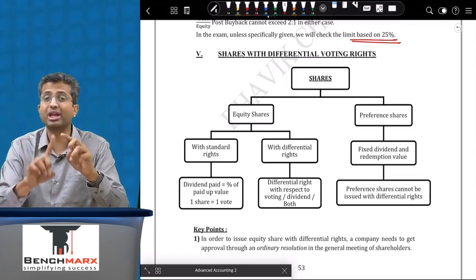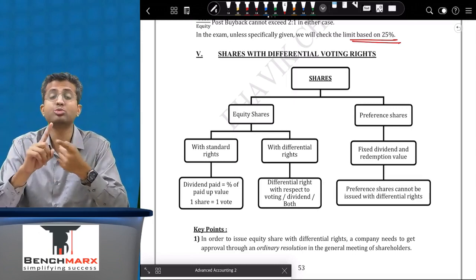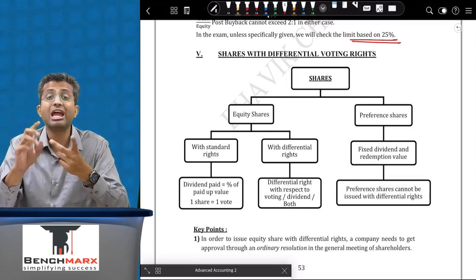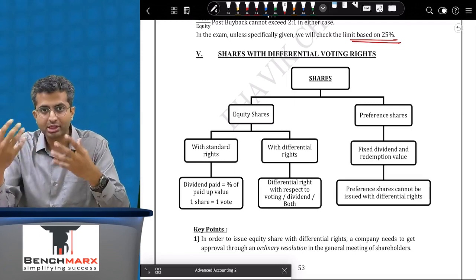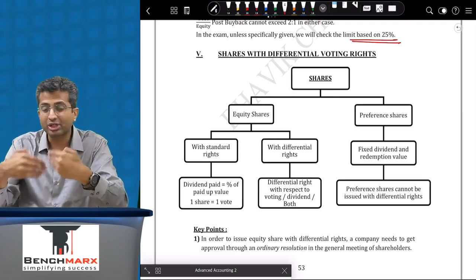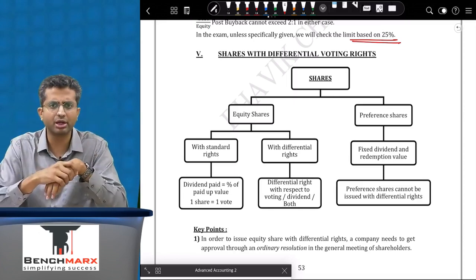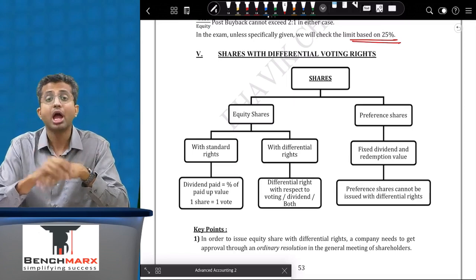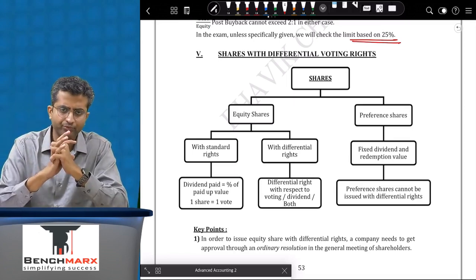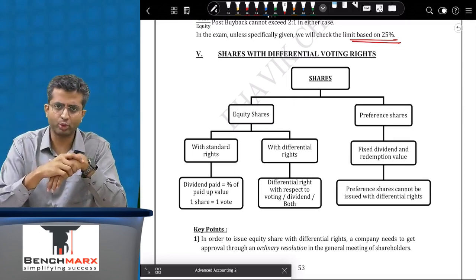Equity shares also can be issued subject to conditions, like it has to be authorized by the articles or memorandum. The shares that you are issuing with differential rights cannot be more than 26% of the combined share capital after the issue. You need to pass an ordinary resolution to get such an approval.